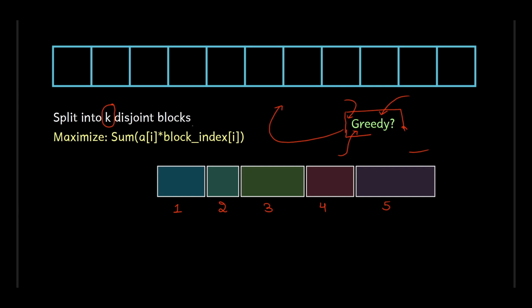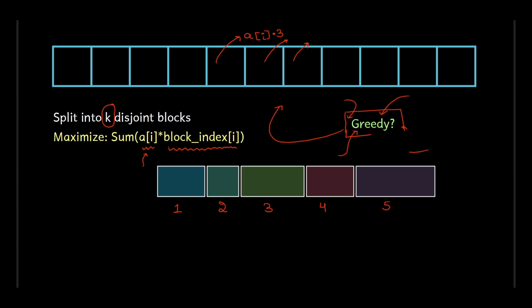Now, once you have done this, you consider any index. Suppose this is ai. Then you find out what is the block number that it lives inside. So suppose this element ai lives inside this green box. If it is in this green block, then the index of this green block is 3. So you multiply it by 3. And then you find out this value for all the ai's and then you sum them up. So that is why the sum is a of i into the block index of i, meaning which block does this element reside in. And you have to maximize this sum.